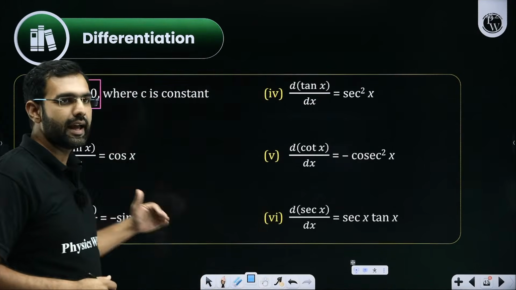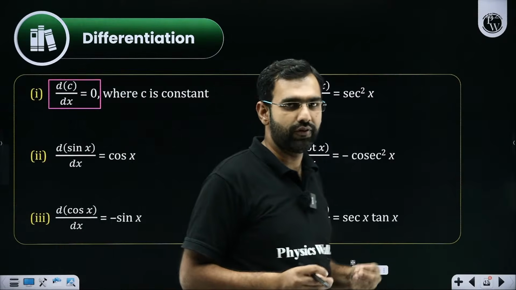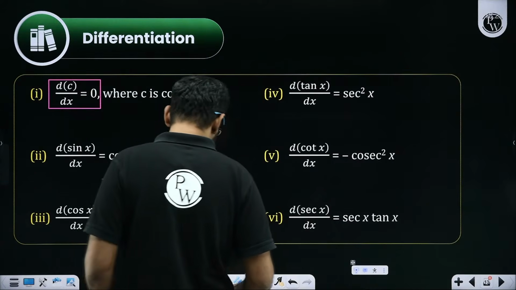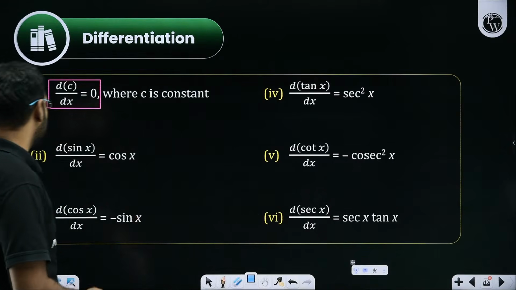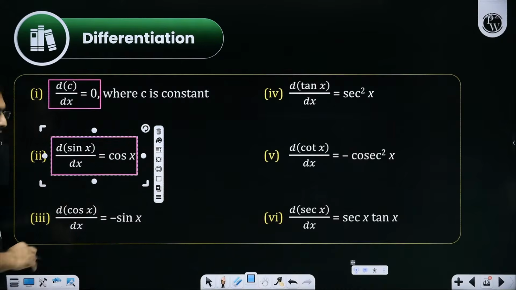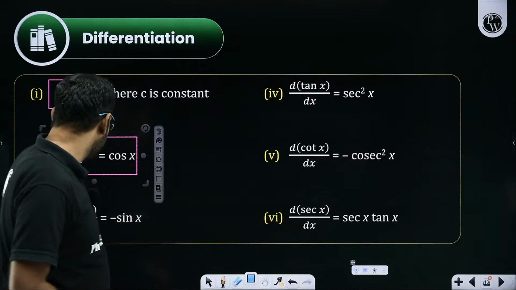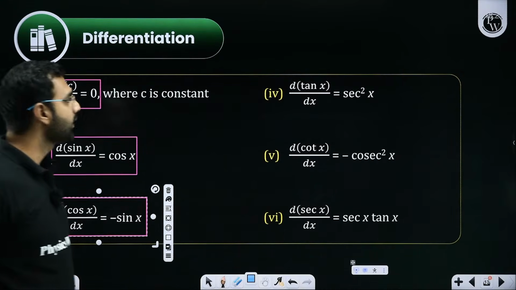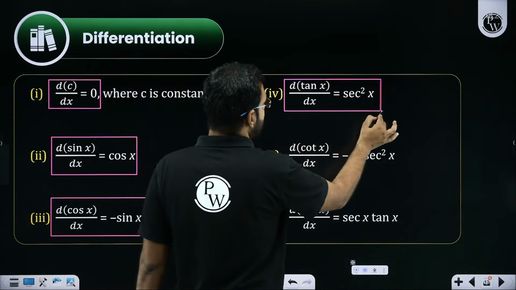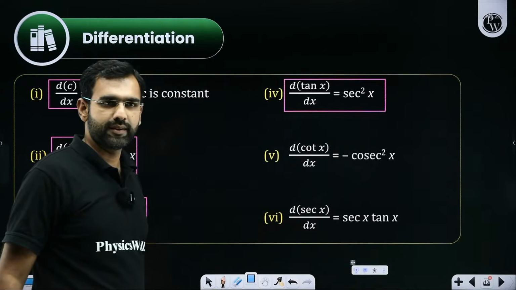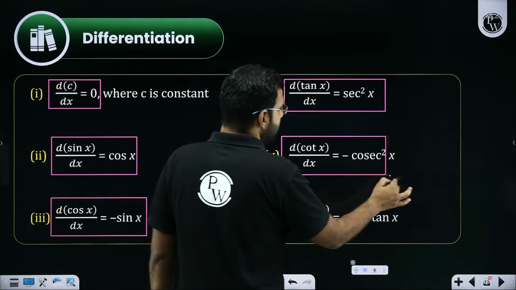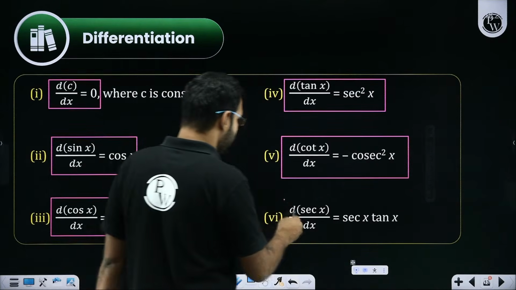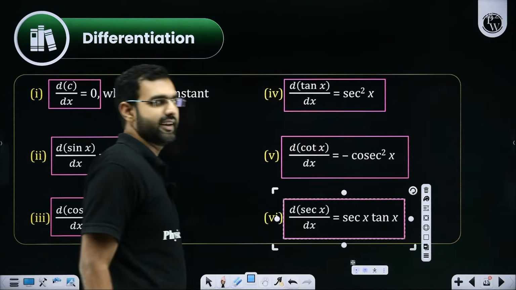Similarly, by using that ab initio method, or the first principle of differentiation, if I work out all of these formulae, I hope I need not tell you this formula, that sin x when differentiated with respect to x is cos x. Similarly, cos x when differentiated with respect to x is minus sin x. Similarly, tan x when differentiated with respect to x is sec square x. Cot x when differentiated with respect to x is minus cosec square x. And sec x when differentiated with respect to x is sec x tan x.